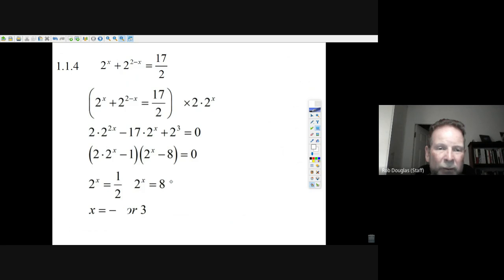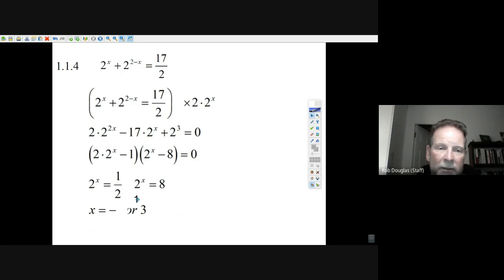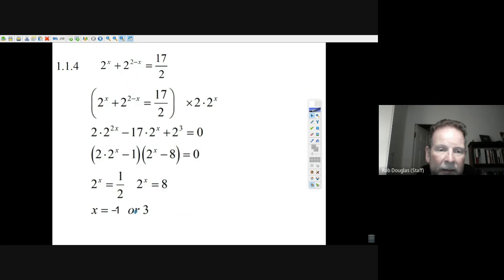But 2 cubed is 8. 2 to the x equals 8. So x equals minus 1 or, I mean, or 3. Those are your answers. x equals minus 1 because 2 to the minus 1 is a half, or x equals 3. And that's all there is to it. That's it. There we go. That's the first question.